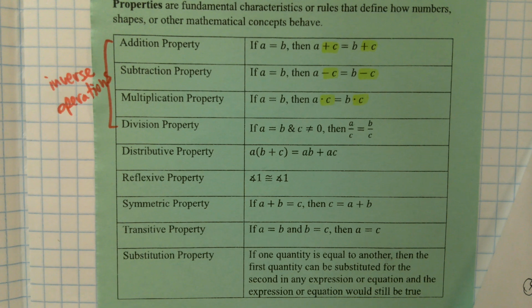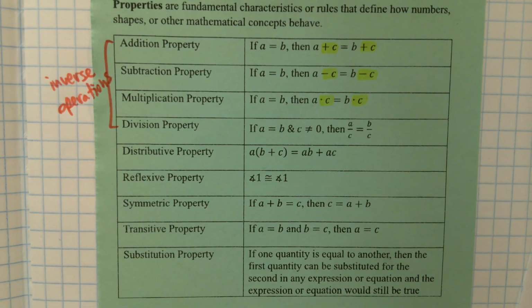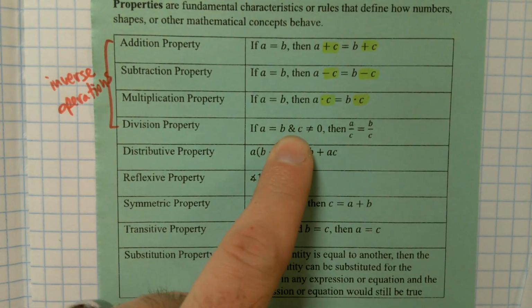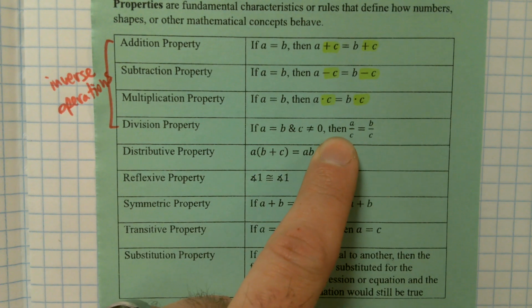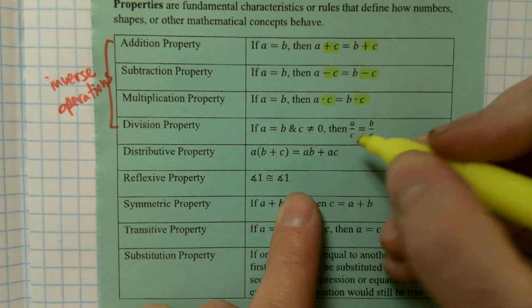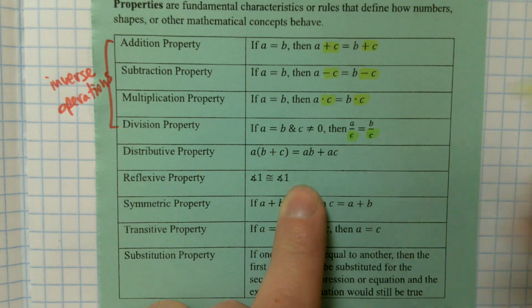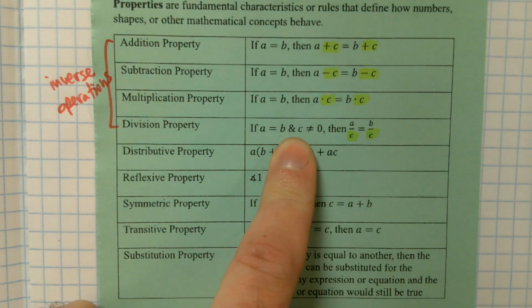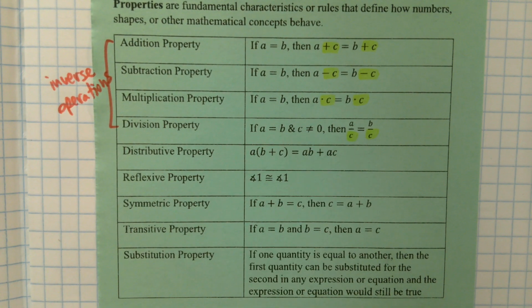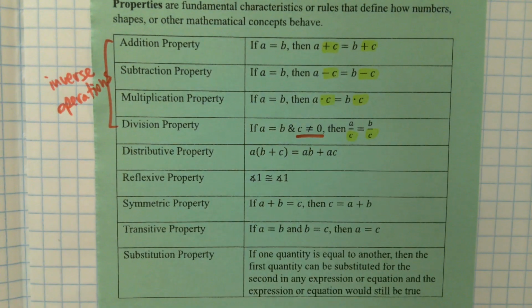Tyler, go ahead. If A is equal to B and C is not equal to 0, then A over C equals B over C. Exactly. So it follows the same structure as the other three properties, but what's different about this one? What other information did we get in that property? Alex? C is not equal to 0. Why can't C be 0? What do you think? Alex, why can't C be 0? Because you can't divide by 0.